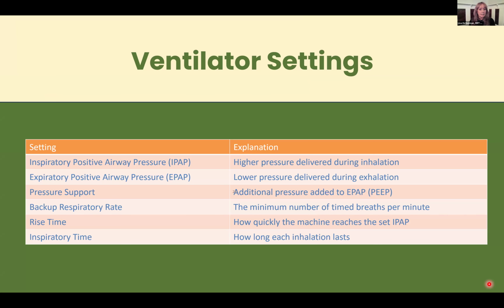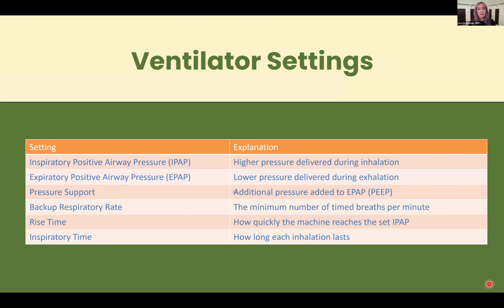So ventilator settings, this is just a nice little chart here. We're going to be setting inspiratory positive airway pressure, known as IPAP, and that's the high pressure during inhalation. And again, for sleep technologists, this is a review. Stay with me. It's what we use every day. Expiratory positive airway pressure, EPAP, that's going to be your lower pressure during exhalation. Pressure support is added to your EPAP, and that helps support the airway in between. So it's additional pressure added to your EPAP, also known as PEEP, and it helps support patients in between.